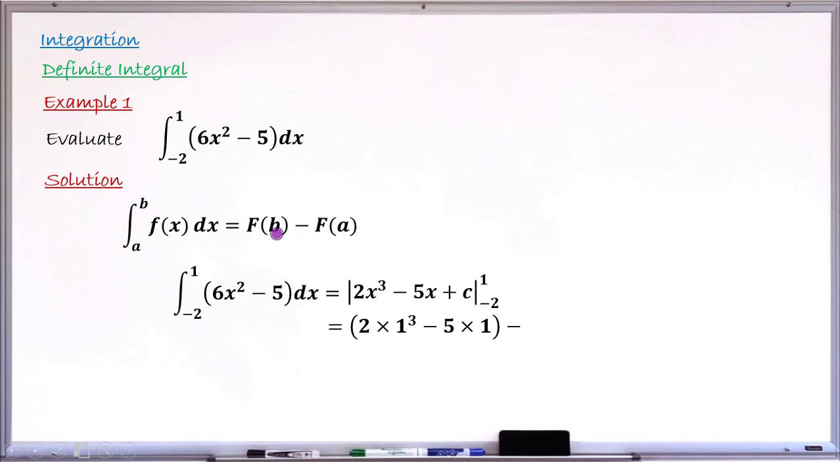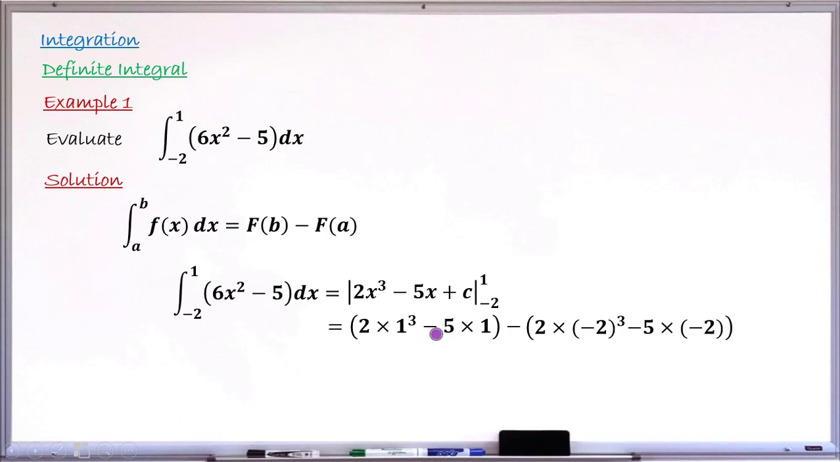It says f of b minus f of a. So this is my f of b that I'm having right now. Then I will move to get f of a. Minus is this minus. So I'm now replacing anywhere I have x, I'll replace it by this lower limit, which is minus 2. Let me do that. So you now have 2, that is this 2 times x cubed. Instead of x cubed, you now have minus 2 raised to the power of 3, minus 5 times x. So it's now 5 times minus 2.